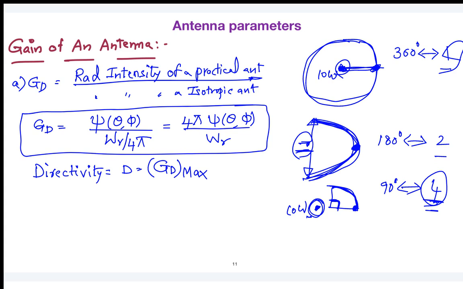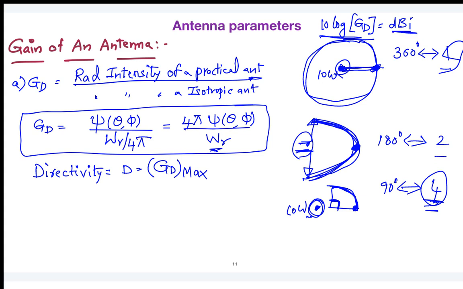That is the reason why, if you want to express this quantity in dBi, you have to take it as 10 log. If you want to express the gain in dB, because it is dealing with powers, you should take 10 log. So with 10 log directly, you can get the value in dBi.